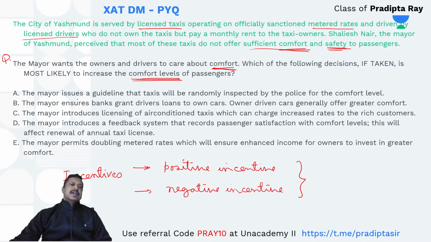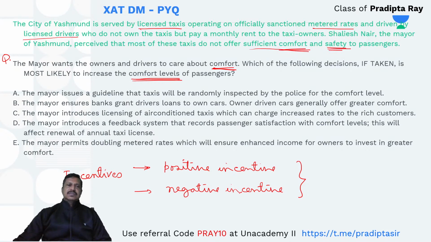First, the mayor issues a guideline that taxis will be randomly inspected by the police for the comfort level. So, inspected. What will happen? Is inspected. Comfort level is there. Okay. Comfort level is not there. Then also okay. What will happen after inspection? Inspection is done. You have to take action after inspection, right? Yes or no? Inspection is done, and then okay, comfort is there. Okay, comfort is not there.